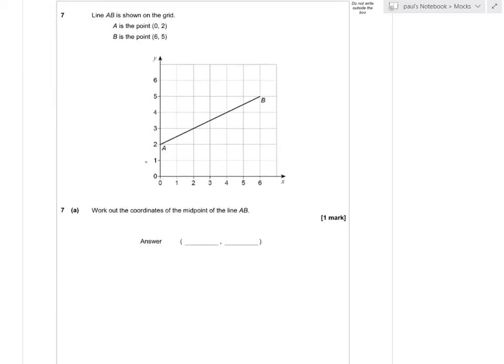Line AB is shown on the grid. A is (0, 2), B is (6, 5). Work out the coordinates of the midpoint. The midpoint's in there, yeah?